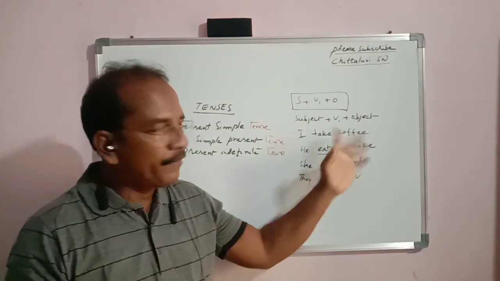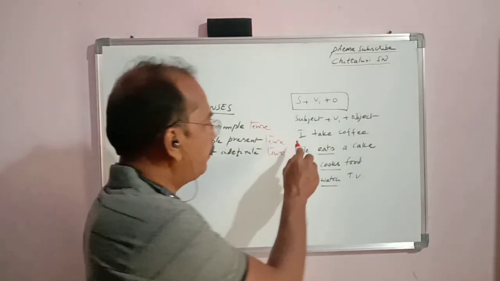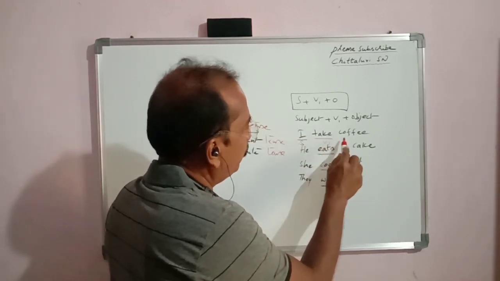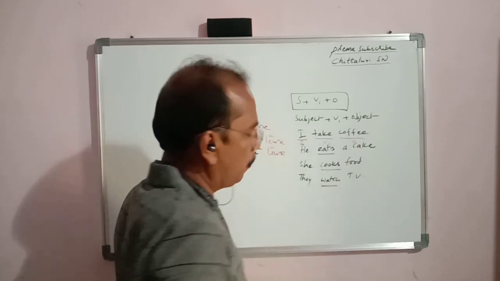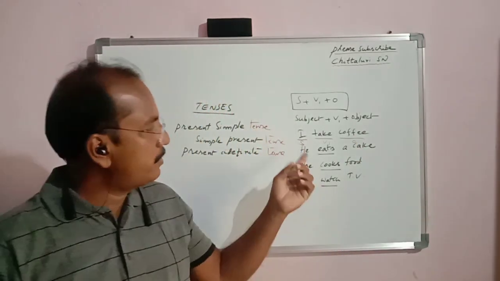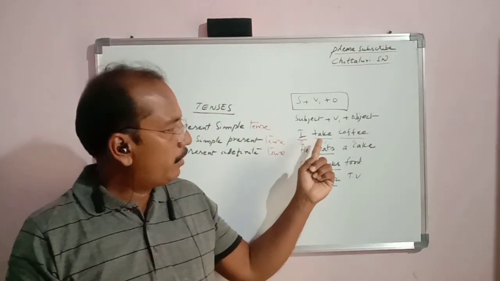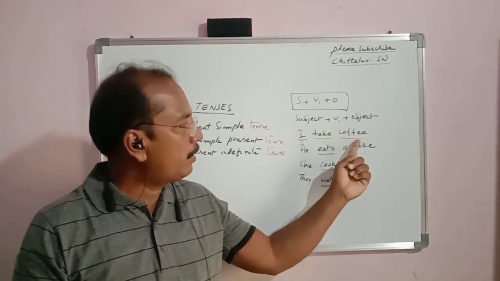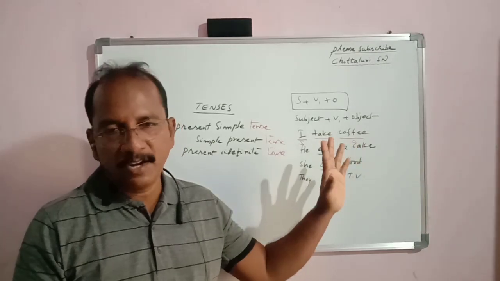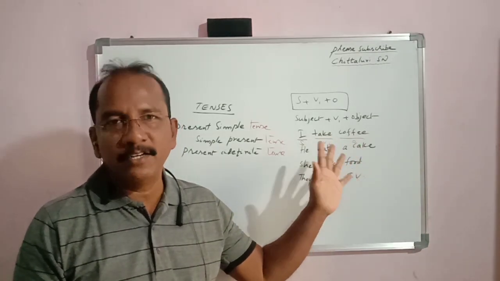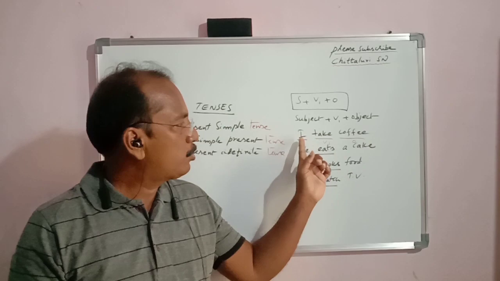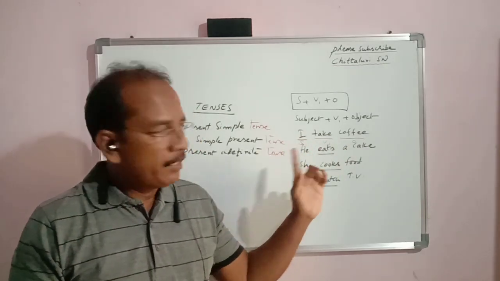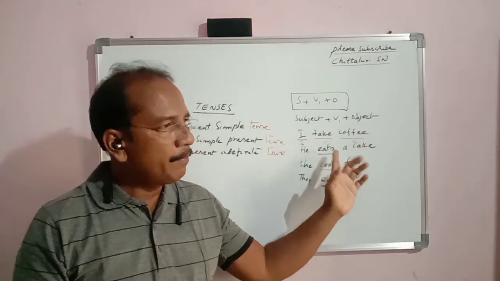I take coffee. I is the subject, take is the V1, coffee is the object here. So in this sentence, subject is there, and after that first form of the verb is there, and after that object place, coffee, is there. It is in object place. So this structure implies subject plus V1 plus object.